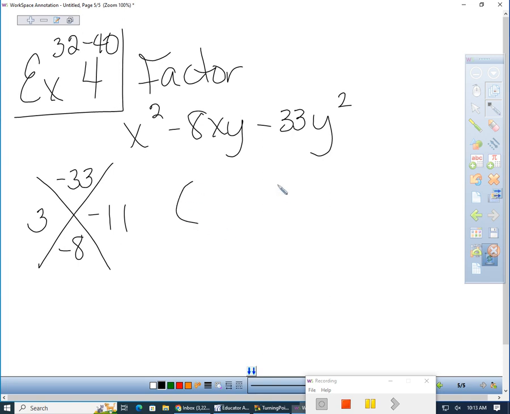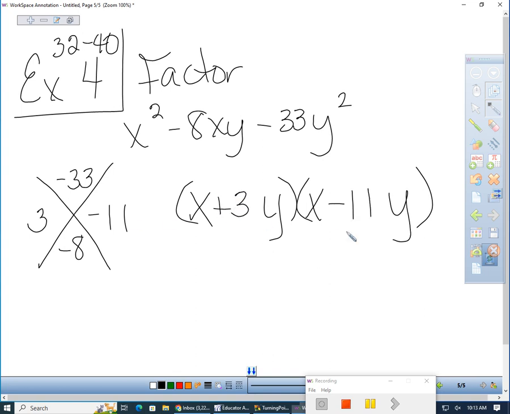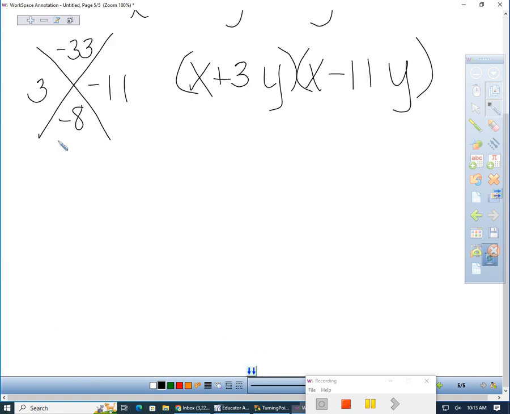Okay, so I'm going to do my 2 parentheses. My first variable is an x, so that goes in the first spot. My last variable is a y. Guess where that goes? In the last spot. And now we fill in our x. I have a +3, and I have a -11. x plus 3y and x minus 11y. Easy, so easy. Let's try another one.